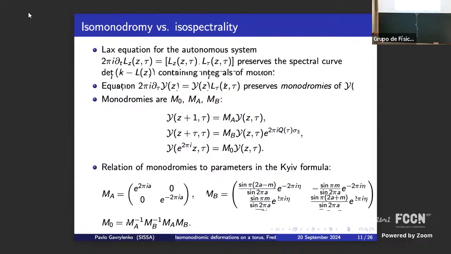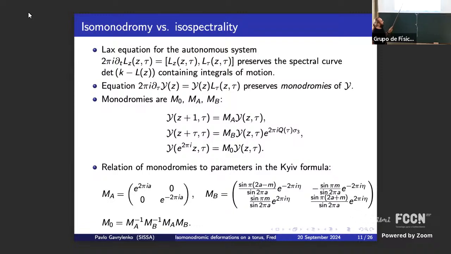We get a multiplication of solutions instead of the original solutions. And when we go along the B cycle, we should also multiply by this diagonal matrix, because our bundle is not trivial. And these monodromy matrices are parameterized by the letters which appear in the formulas for the explicit solution, which is also called the Kyiv formula, because all those authors are from Kyiv. So the parameterization is this one.